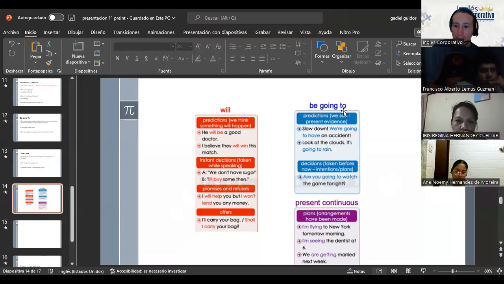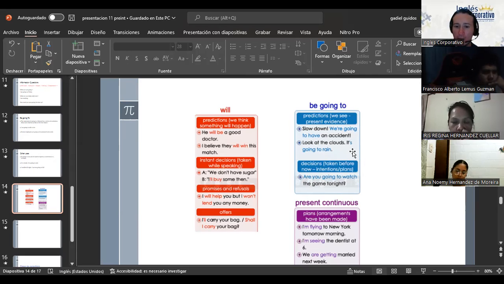Entonces tenemos will, tenemos be going to y tenemos el presente continuo. Will para predicciones, decisiones instantáneas, promesas, por ejemplo. ¿Ok? Y tenemos los ejemplos acá. Luego tenemos be going to, que es para hacer predicciones. ¿Ok? Predicciones o decisiones que fueron tomadas antes de ahora o planes. Ok, acá dice, predicciones cuando nosotros vemos evidencia. Por ejemplo, slow down, we are going to have an accident. Ok, reduce la velocidad, vamos a tener un accidente. Ok, nosotros estamos viendo en base a la evidencia que algo va a pasar. Y por eso utilizamos esta forma.